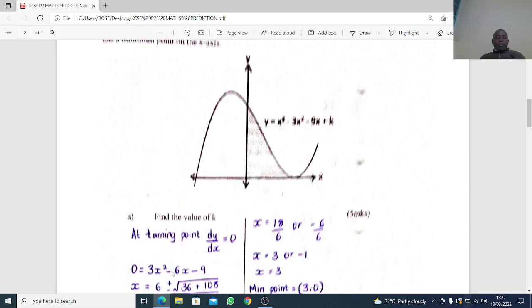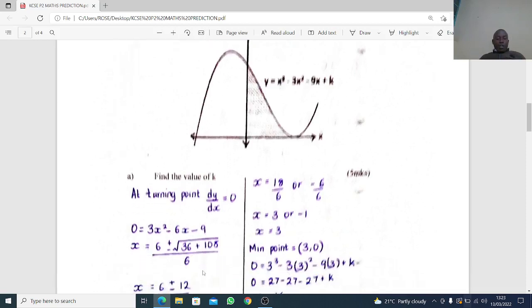It was 3x squared, so the power 2 times 3 gives you 6. 6x, the power of 2 minus 1 becomes 1, and x power 1 is the same as x. So it becomes 3x squared minus 6x, then minus 9x. Since x is to the power of 1, 1 minus 1 is 0, so it becomes 9x power 0. X power 0 is 1, so it becomes 9. So it becomes 3x squared minus 6x minus 9 equals 0.